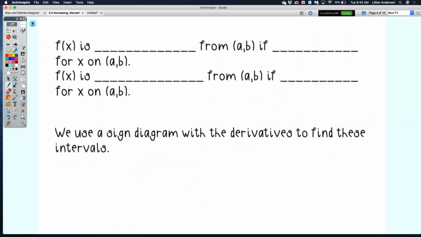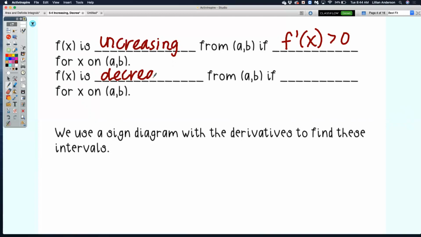Now, if your function, f of x, is increasing from A to B, and A to B basically represents an interval of x values, it is increasing if the first derivative is greater than 0. So that's how we can use derivatives to determine if our original function is increasing: if the first derivative is greater than 0. And vice versa, we'll know that our function is decreasing on an interval from A to B if the first derivative is less than 0.